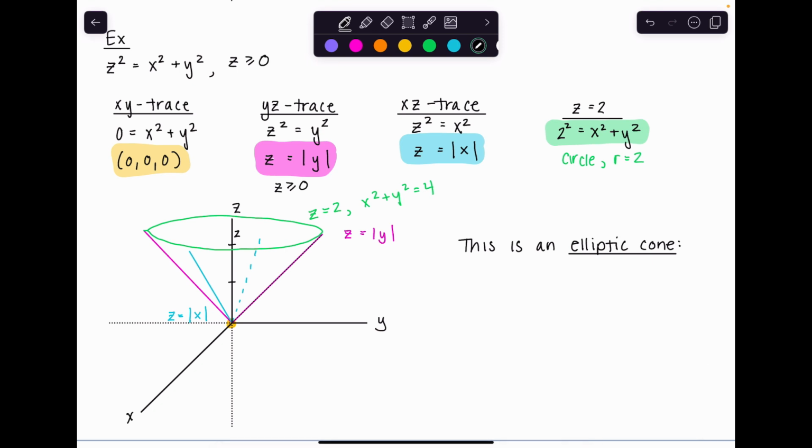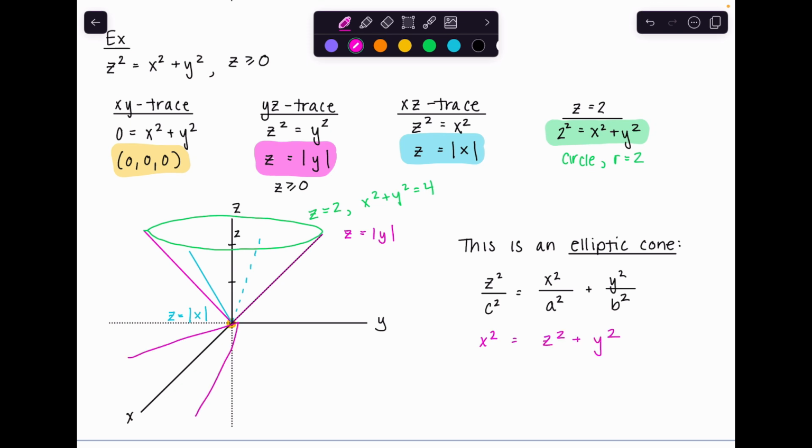But in this case, an elliptic cone, you have one variable off to the side, and then the others combined together. And whatever variable is on its own is the direction that it opens up in. So if this was x squared equals something involving z squared plus y squared, that means the cone would open in this direction instead. So a lot of just symmetry going on.